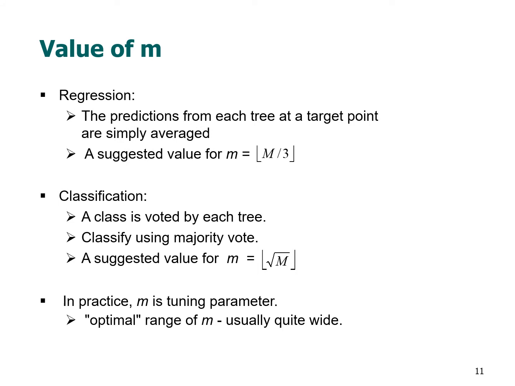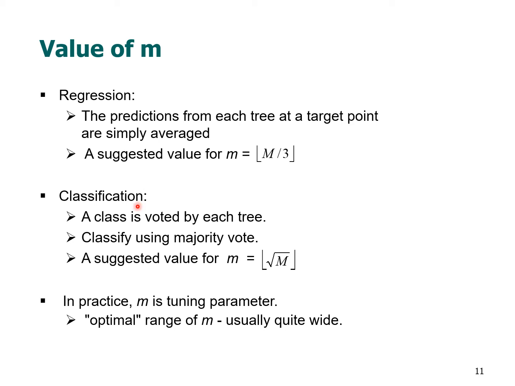So how do we choose the value of small m in random forest? Actually, there is no final absolute answer for this value, but we do have some suggestions for the value of m. You can use random forest for regression as well as classification learning. If you use random forest for regression learning, each decision tree makes a prediction, and the average value of these predictions is the final output of random forest. In this case, the suggested value for small m is the floor of capital M divided by 3. This is the suggested value for small m in the case of regression.